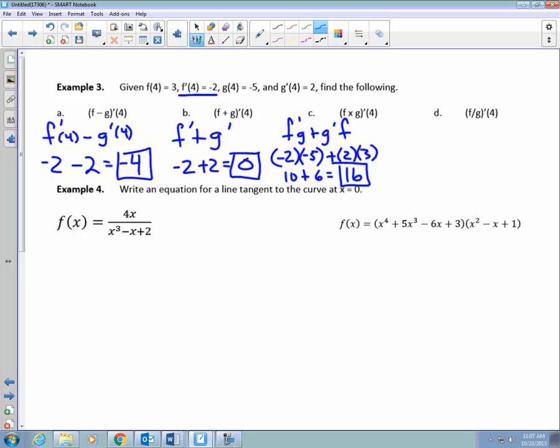Okay, and the last one, again, some people would just take one and divide it by the other. So you look at f prime of 4, negative 2, divided by positive 2, they get negative 1. We can't do that. We have to use the quotient rule. F prime of g minus g prime of 4, I'm sorry, g prime f all over g squared.